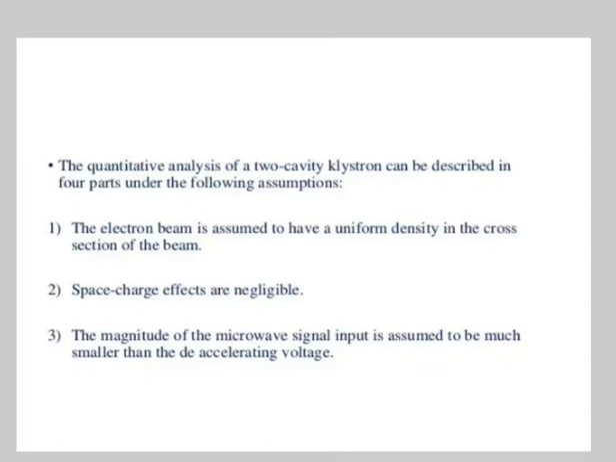When a microwave signal is given to the input terminal, the gap voltage between the buncher grids is given as Vs = V1 sin ωt, where V1 is the amplitude of the signal and V1 is less than V0.